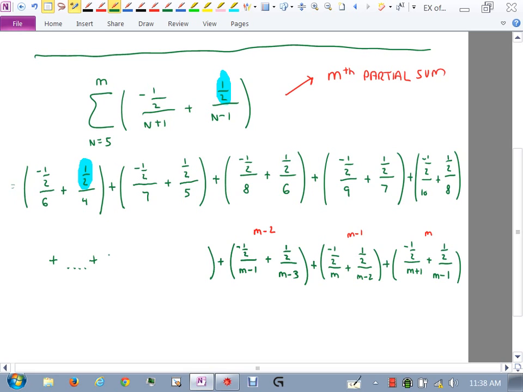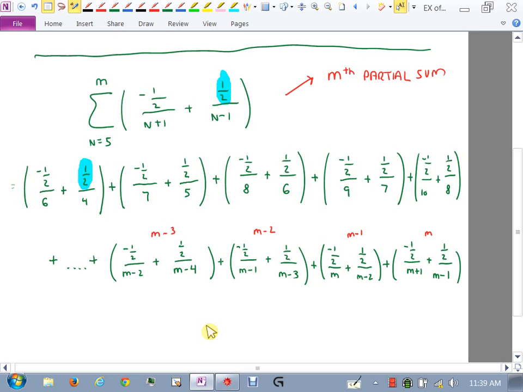I'm going to go one more. It's just because I have the space, I may as well. Now I'm going to plug in m minus 3. I just want to really be sure I can see the pattern. m minus 2 here, m minus 4. And then it keeps going.